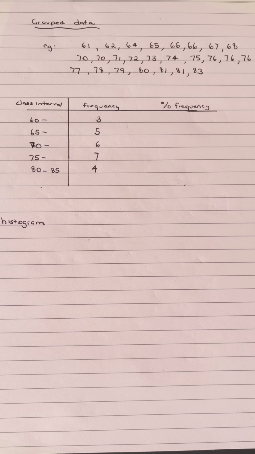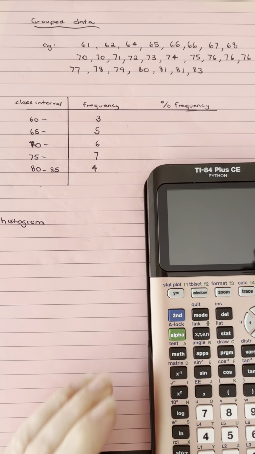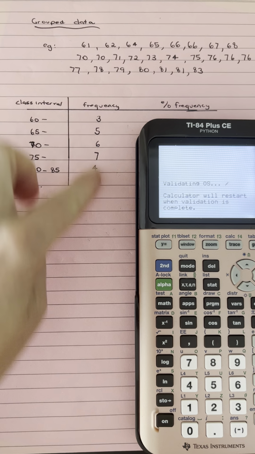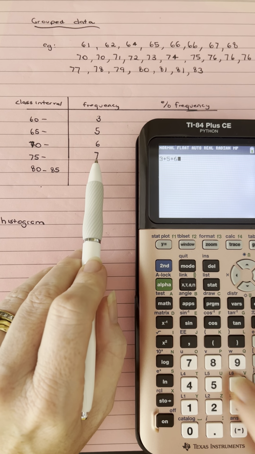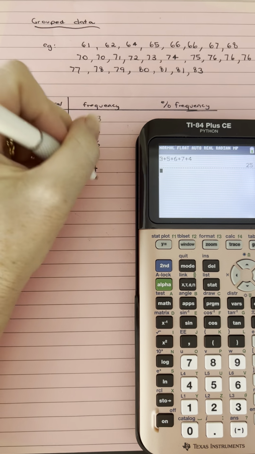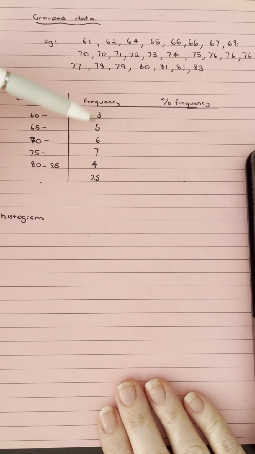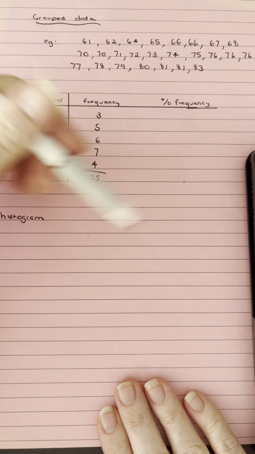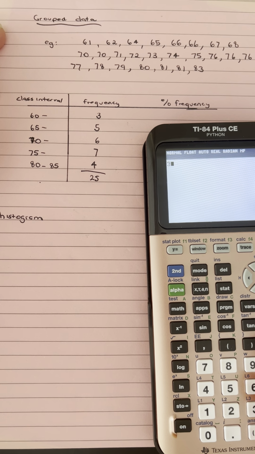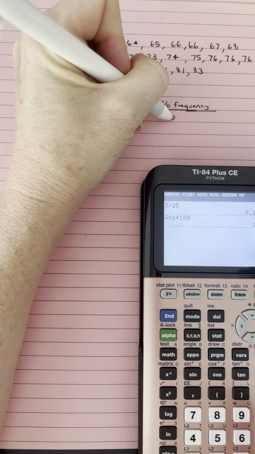So we can now just grab my calculator. We can just find out how many in total we have of the numbers. So we could go through and count how many numbers there are, or we could total up that column. So we can do our 3 plus 5 plus 6 plus 7 plus 4 there, and it gives us 25. Then if we are wanting to find out the percentage frequency, we're going to grab whatever that frequency is, divide it by that total, and then multiply by 100. So we've got 3 divided by 25, and we're multiplying that by 100. So we get 12% there.